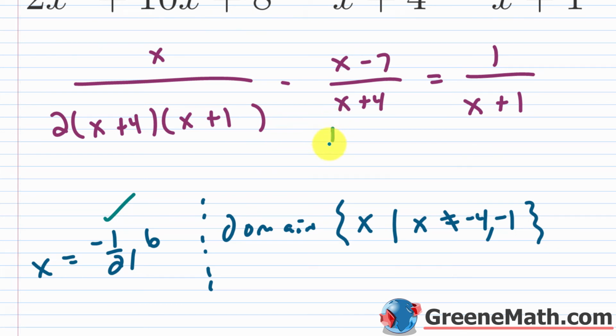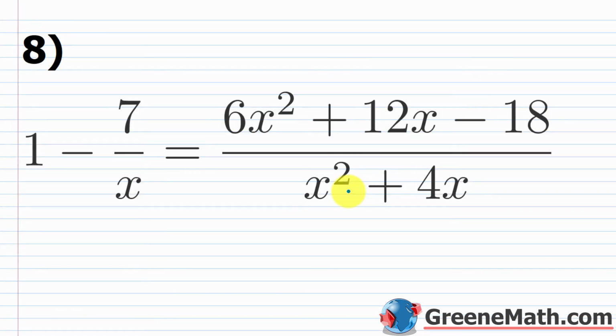So this is 1/7. Then this equals, you have 1 over, again, 6 plus 1 would be 7. So 1/7 equals 1/7. So this guy is verified as well. So x here can be negative 1/2 or 6. All right, let's take a look at problem number 8 now.